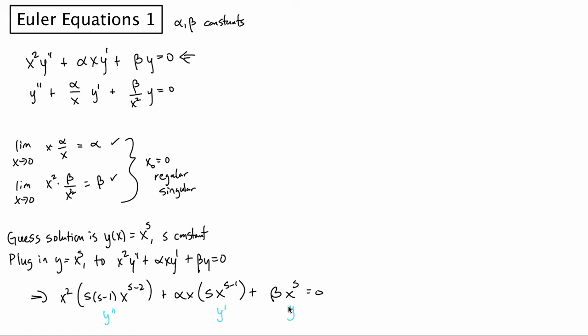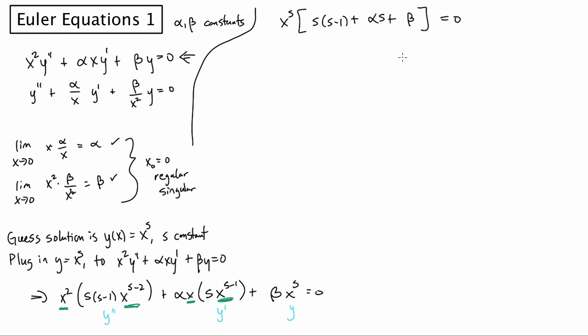What you notice here is the powers work out perfectly. You've got an x here times an x to the s minus 1. That's going to be x to the s. You've got an x squared times x to the s minus 2. That's also going to be an x to the s. So if you factor out that x to the s, then that gives you x to the s times s times s minus 1 plus alpha s plus beta, which must equal 0. So there are a couple of options here.